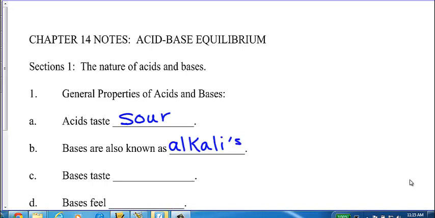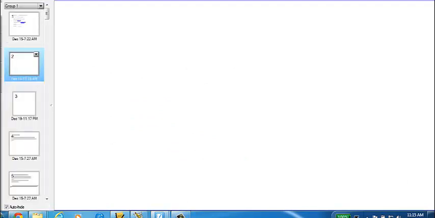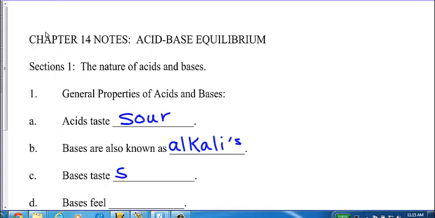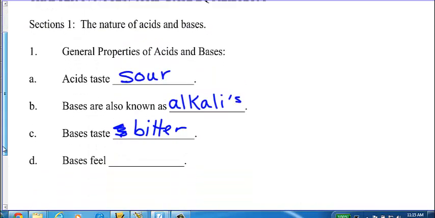And bases always have a slippery feel. When you think of the taste of bases, think of soap. If you've ever gotten soap in your mouth, whether accidentally or on purpose, you know that bases taste bitter. And finally, the feel of bases, think of soap, is slippery. You always know if you get a base on you because your hands get super slippery.